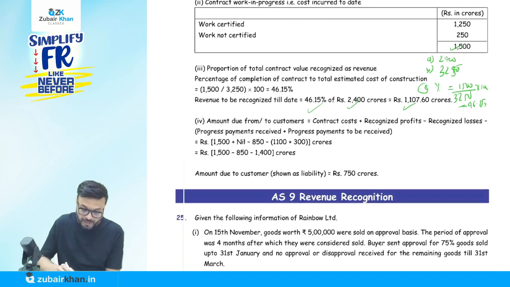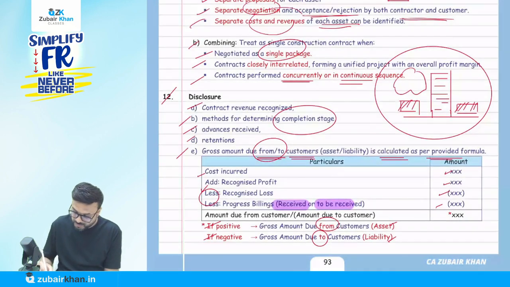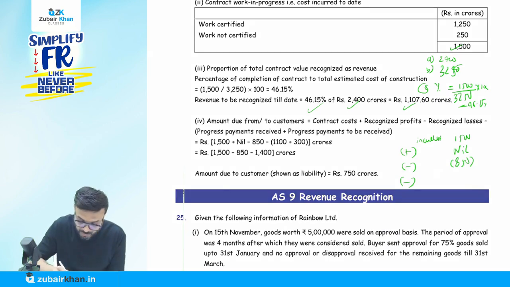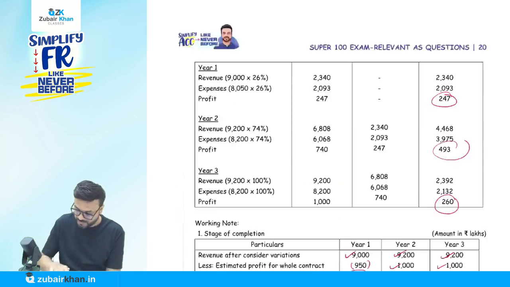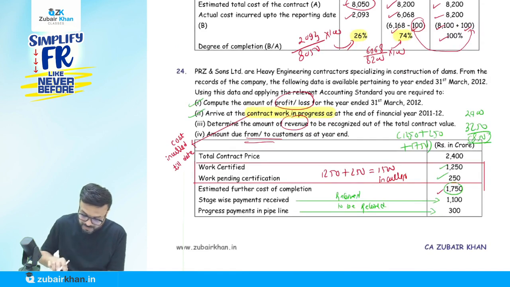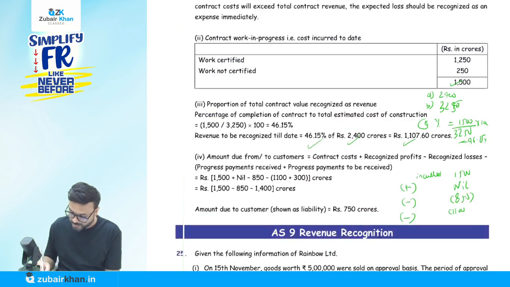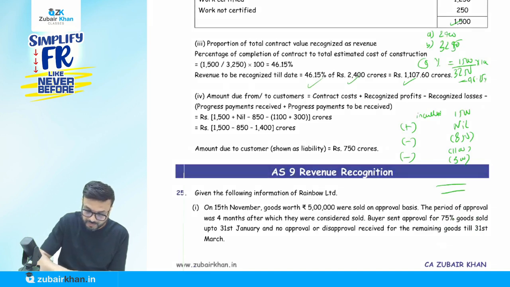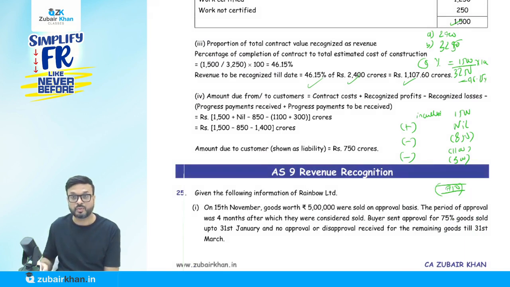Then they ask due to or due from. How do we calculate that? Cost incurred is 1,500, plus profit recognized, that is 0, less loss recognized, that is 850. Then bills raised: the amount received or to be received. The amount received is 1,100, and to be received is 300. So here it will be 1,500 minus 850 minus 1,100 minus 300, that is coming 750, a negative figure, due to liability.